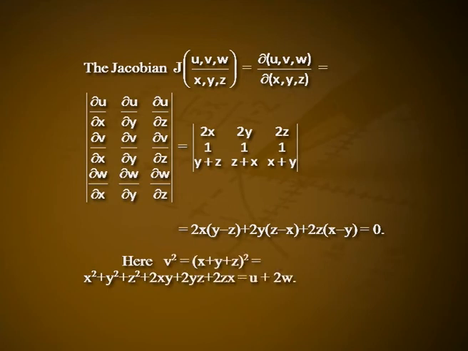Here v square equal to (x plus y plus z) whole square, which is equal to x square plus y square plus z square plus 2xy plus 2yz plus 2zx, which is equal to u plus 2w. Therefore, v square minus u minus 2w equal to 0. This gives a relation between u, v and w, that is, they are not independent.